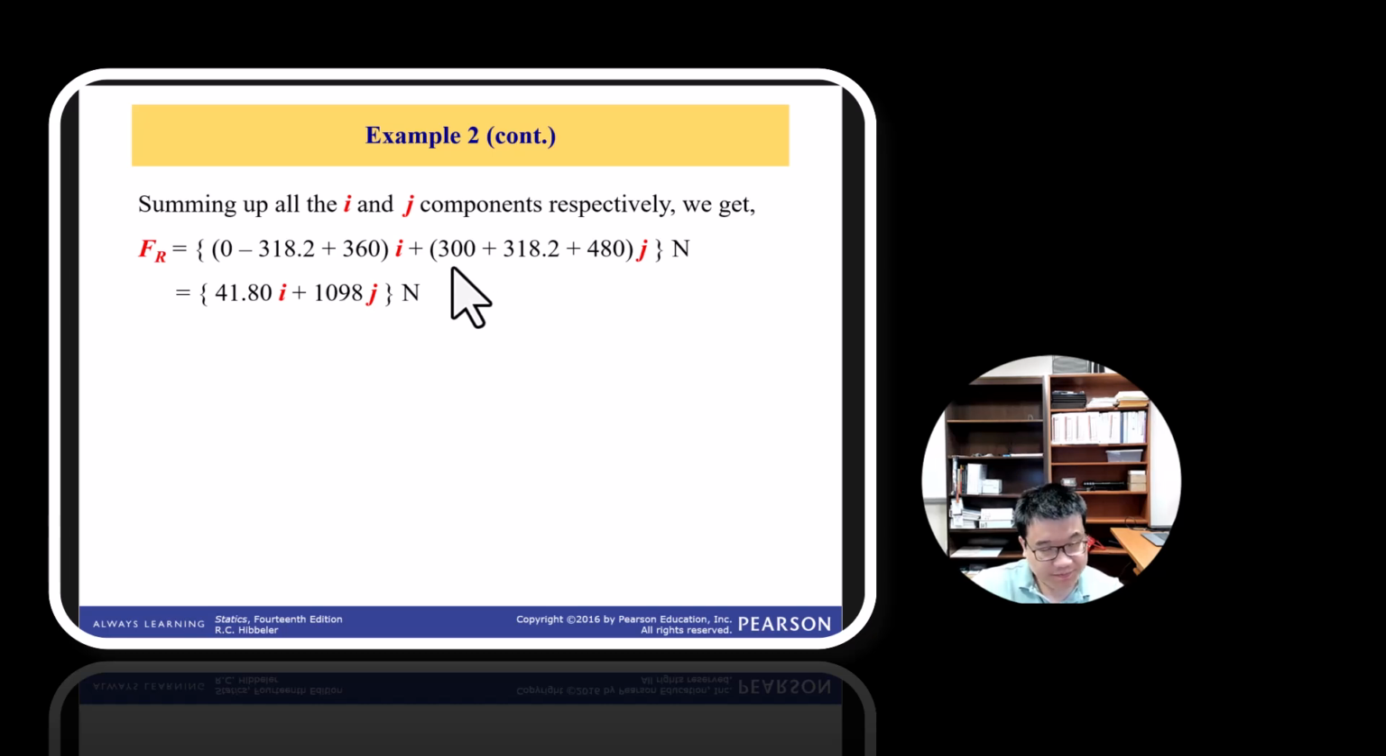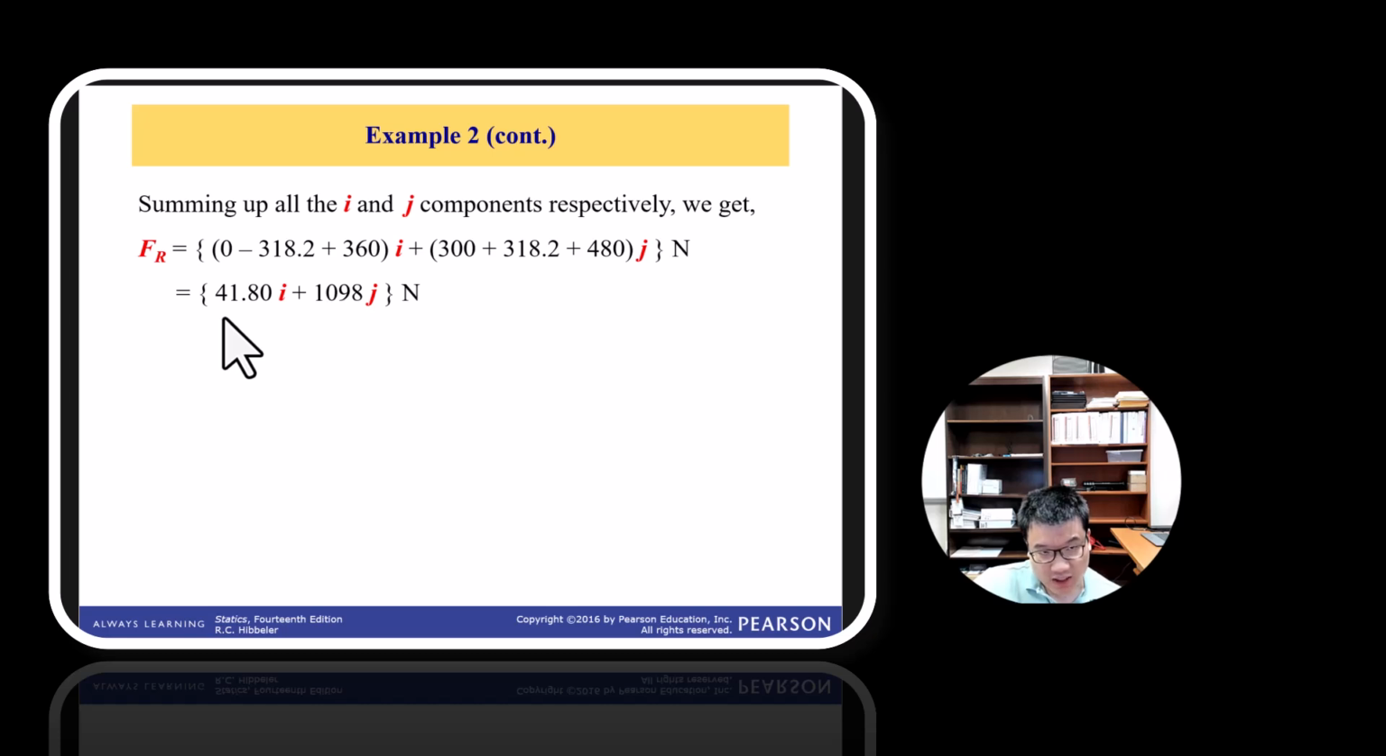And what's the answer for the y direction? It will be F1's component in the y direction, which is 300, plus F2's component in the y direction, which is a positive 318.2, and also F3's component in the y direction, which is 480. So finally we got FR equals 41.8 i plus 1098 times j.